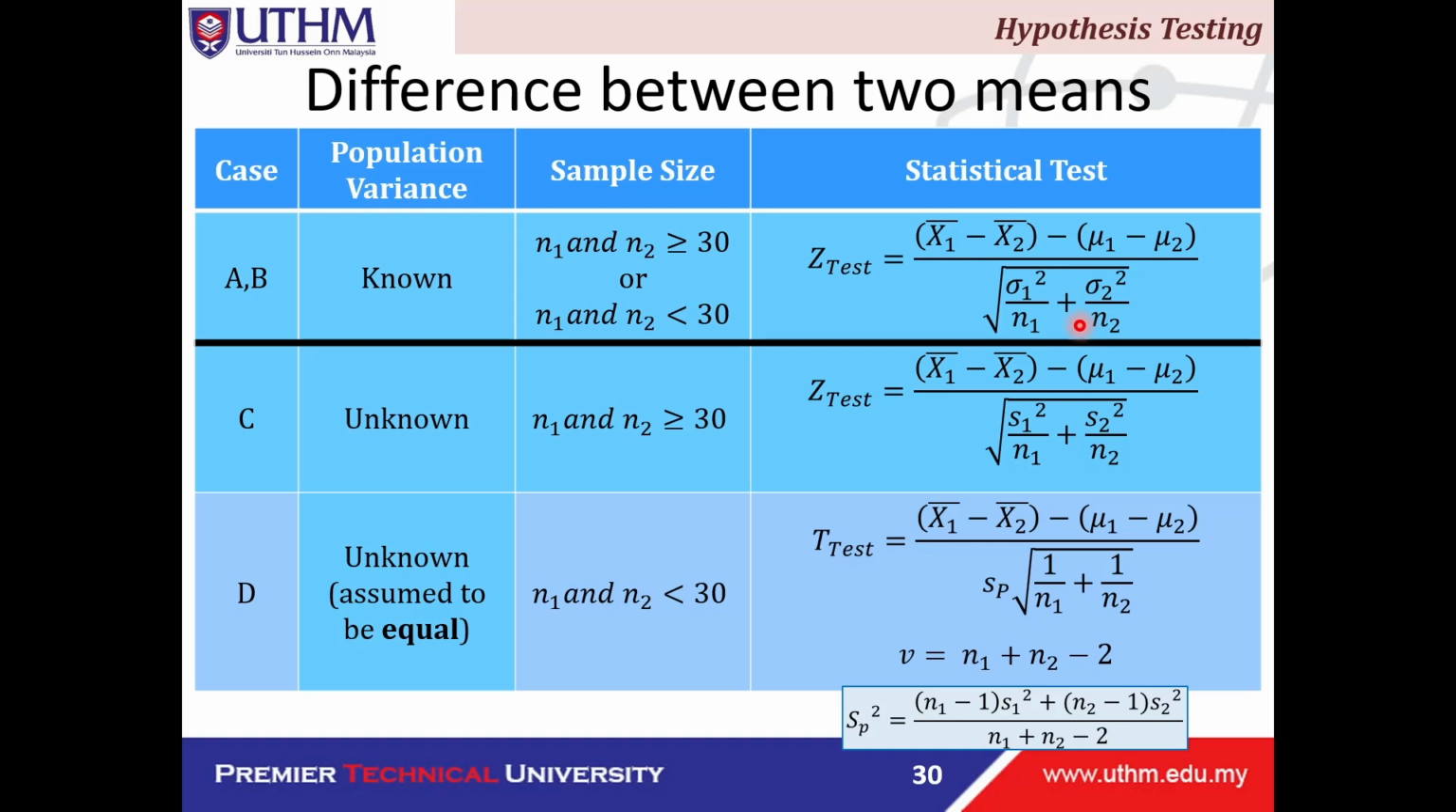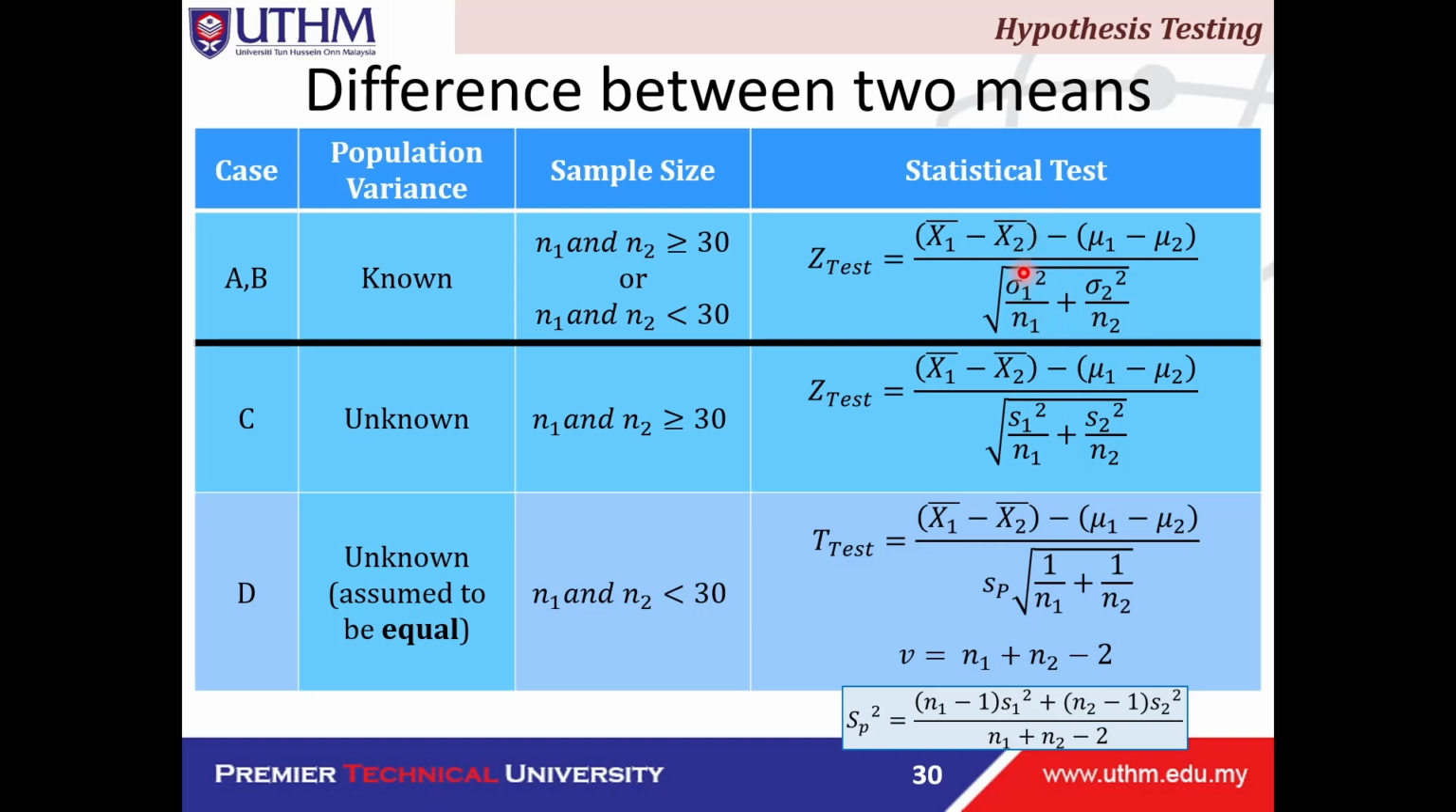So this formula is the same thing. The Z test will be, now you have two populations. The difference between the sample mean of population 1 and the sample mean of population 2, minus the difference between the population mean for population 1 and the population mean for population 2, divided by the square root of sigma 1 squared, the variance of population 1, divided by the sample size of population 1, plus the variance of population 2 divided by the sample size of population 2.